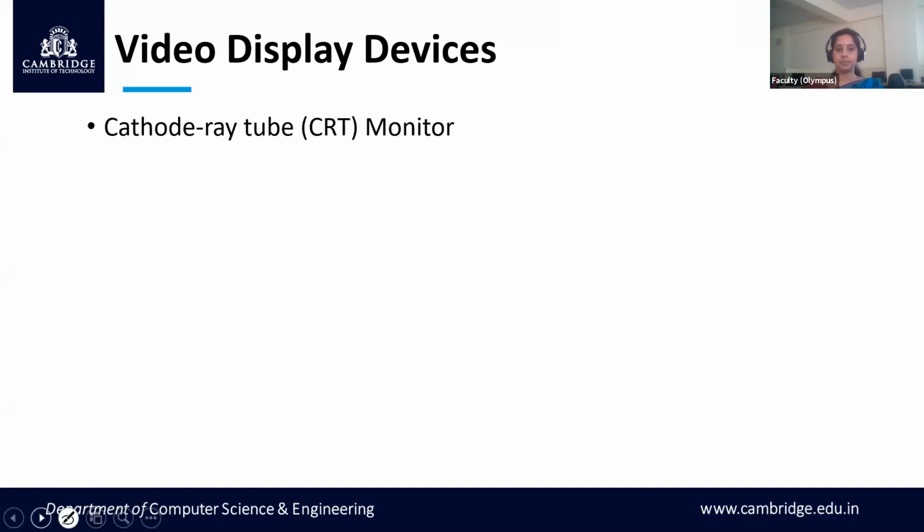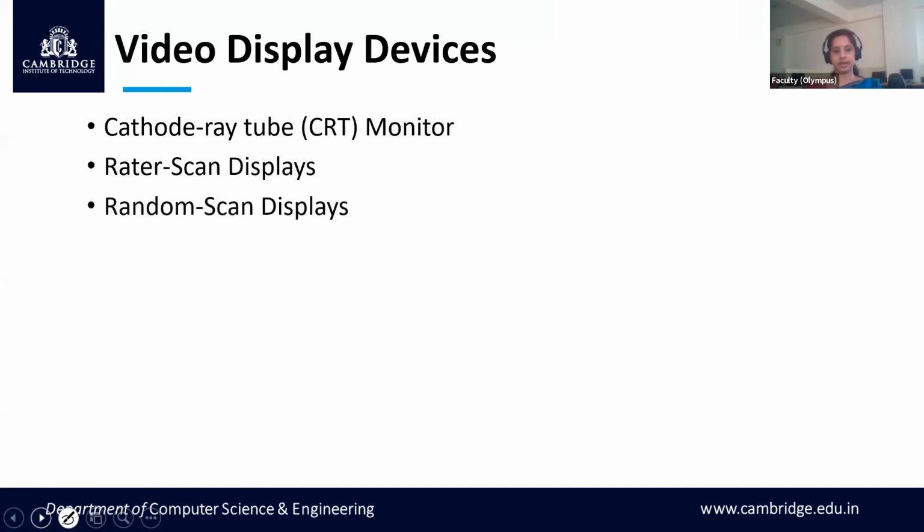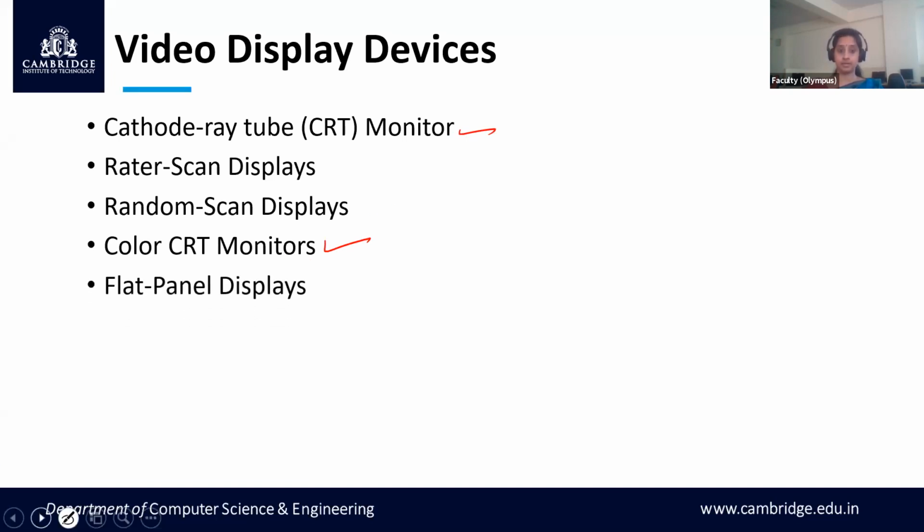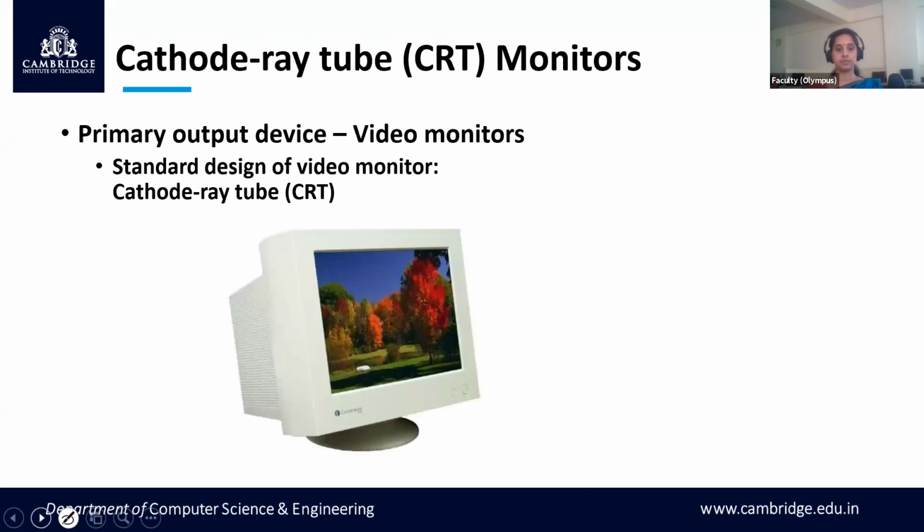The first and basic monitor that we will discuss is CRT, that is the cathode ray tube monitor. Then we will come to raster scan displays and random scan displays, and then color CRT monitors. This is our old monitor. Then flat panel, sorry, color CRT and flat panel. Flat panel is our recent ones.